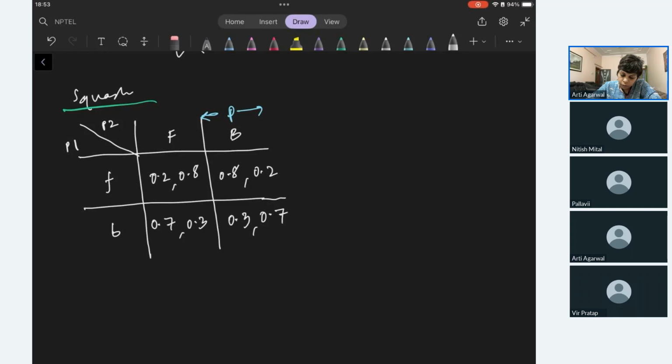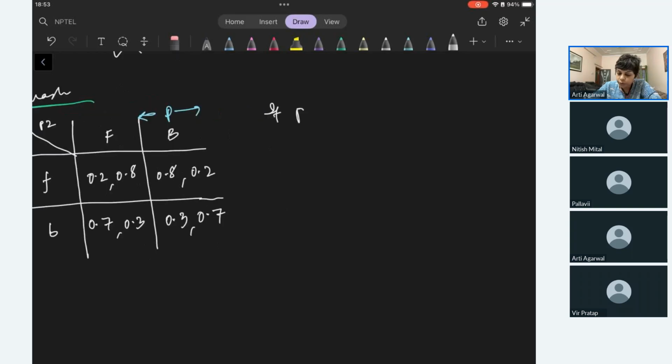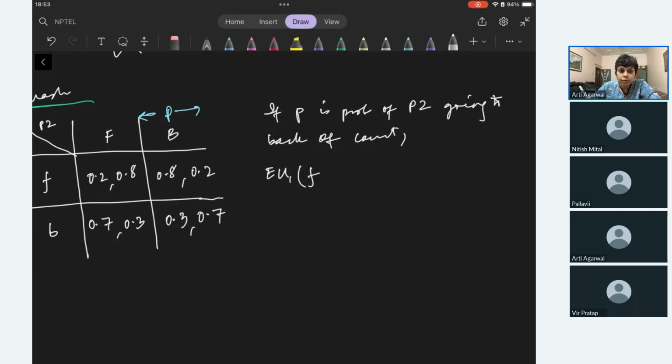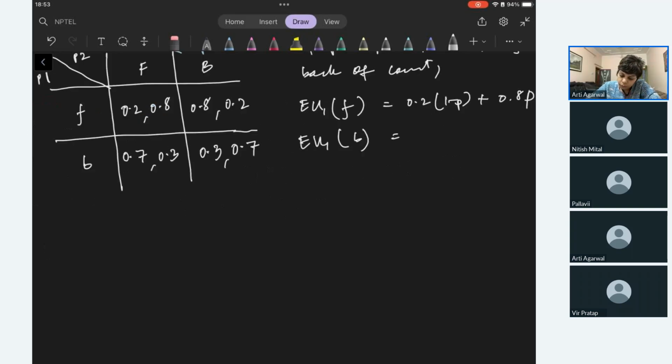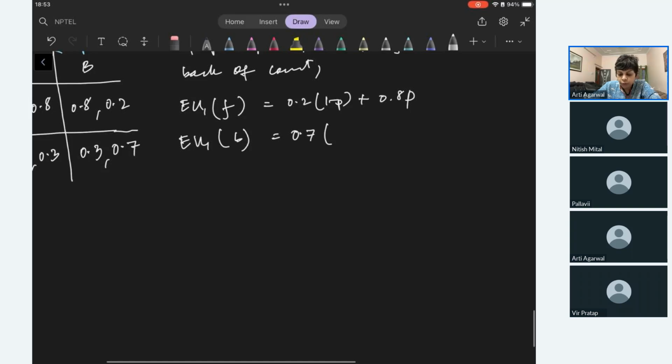If P is the probability of P2 going to the back of the court, we have the expected payoff of player 1 from playing the strategy small f as: his payoff is 0.2 into (1 minus P) plus 0.8 P. And similarly, we calculate the expected payoff of P1 from going to the back of the court as 0.7 into (1 minus P) plus 0.3 P.